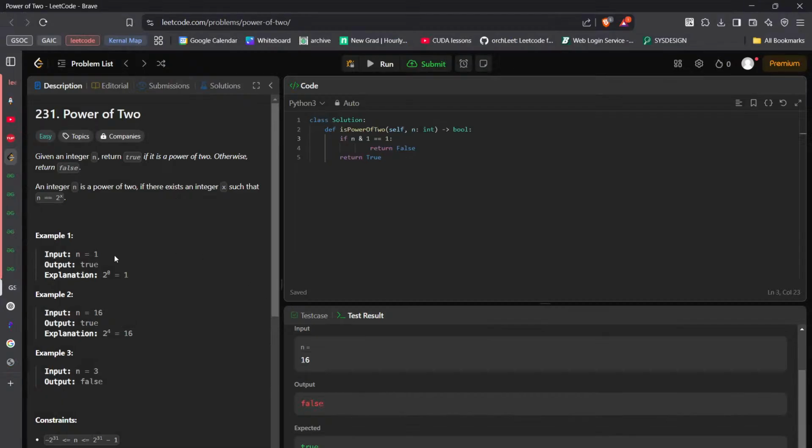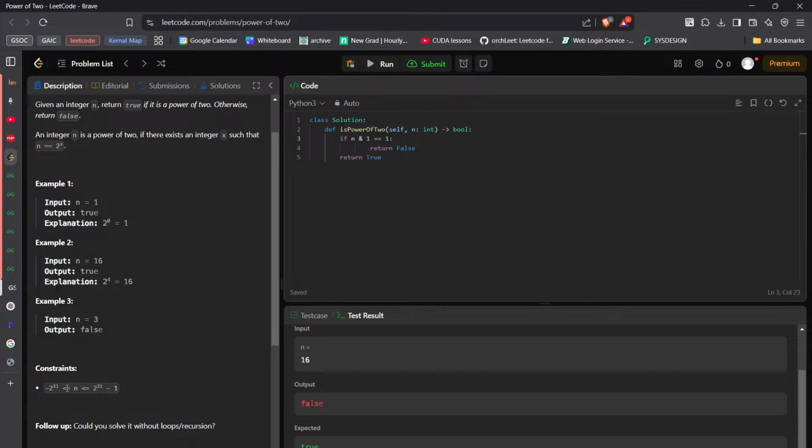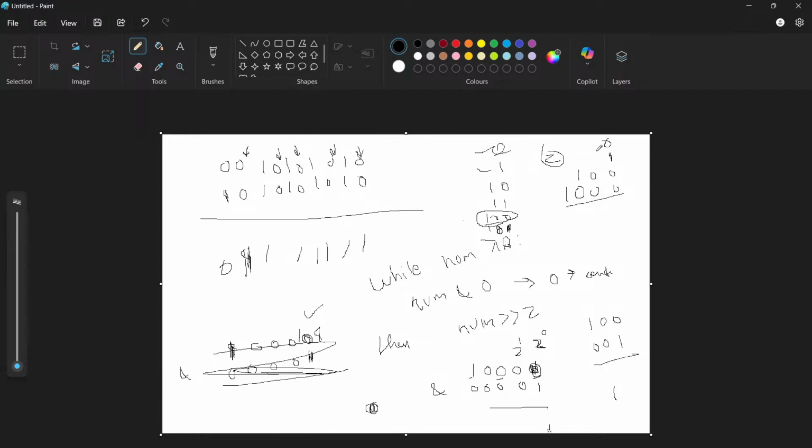What are the constraints? Oh, n is negative. So one thing is, if n is negative or equal to 0, then I'll return false straight away. And when do we say that n is a power of 2? Suppose we take an example of 8.